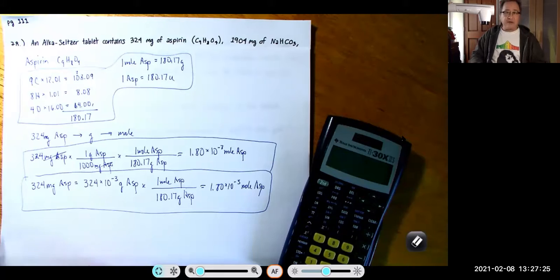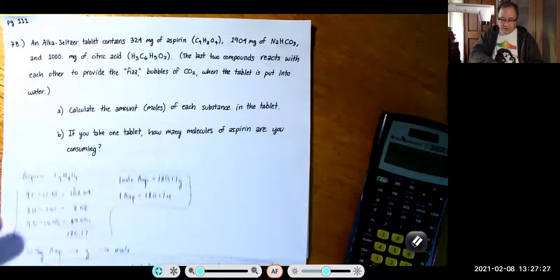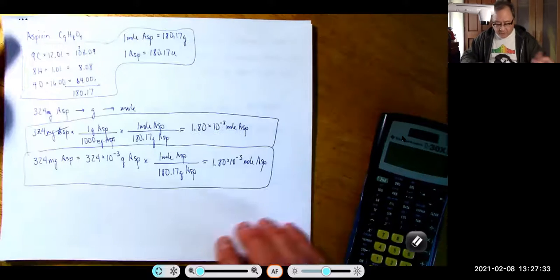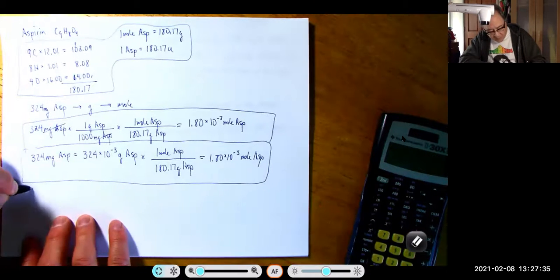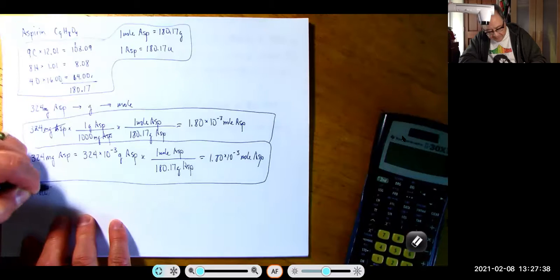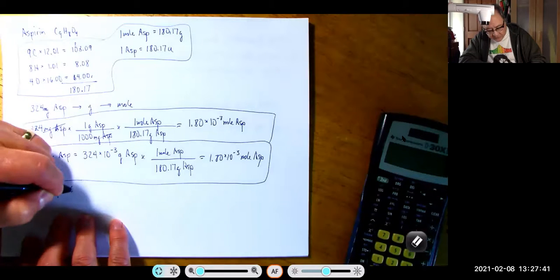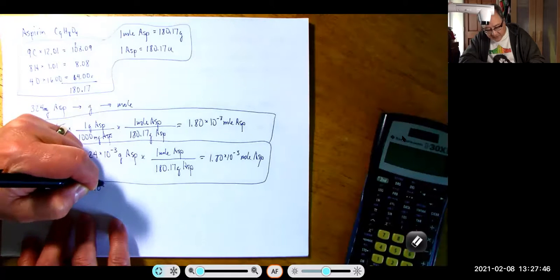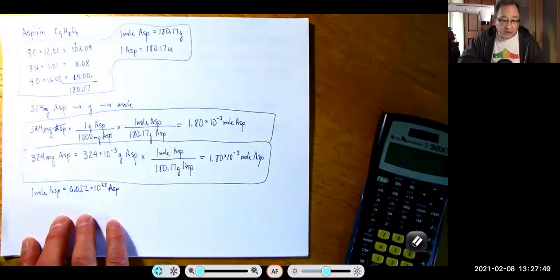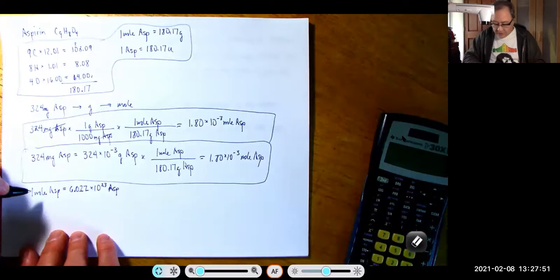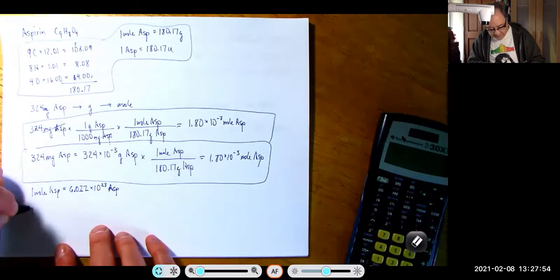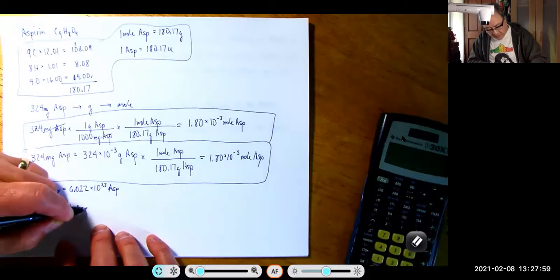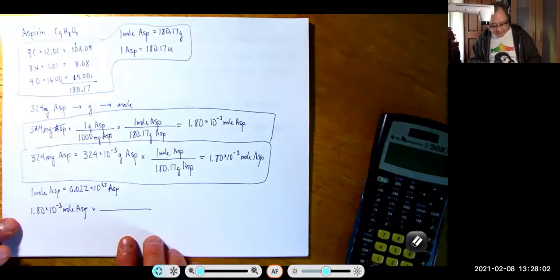Okay, let's look at the second part. If you take one tablet, how many molecules of aspirin are you consuming? So for the second part, we need to know that 1 mole of aspirin is equal to 6.022 times 10 to the 23 aspirin, or aspirin molecules if we want to write that out. So we can take this value here and multiply by this conversion factor.